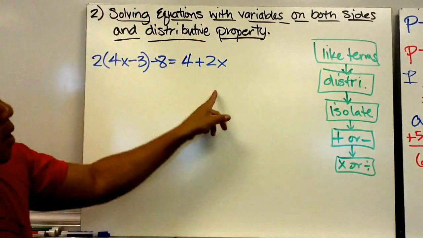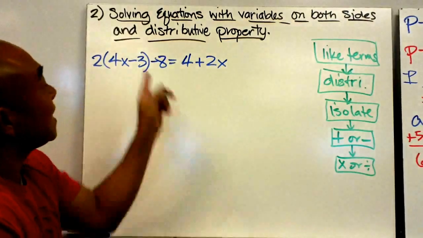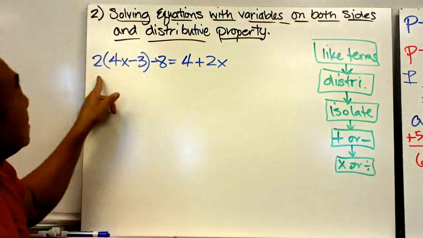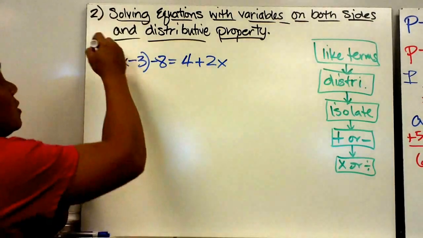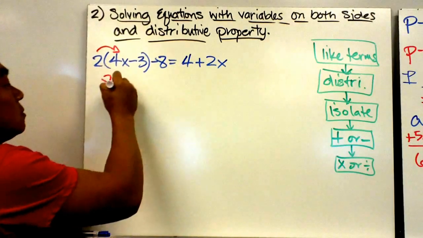Alright, now our second one. Solving equations with variables on both sides and distributive property. So this is where our distributive property comes in. So let's go ahead and first of all distribute. So I'm going to distribute the 2 to the 4x, and that's going to give me 8x.